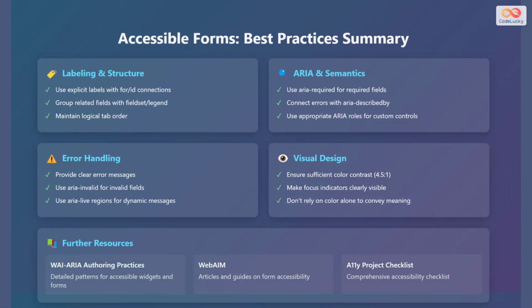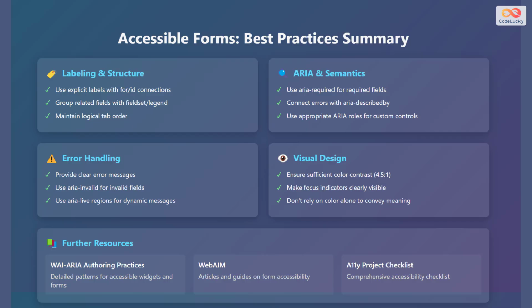Let's recap the best practices for accessible forms. For labeling and structure, use explicit labels with for and ID connections. Group related fields with fieldset and legend, and maintain a logical tab order. For ARIA and semantics, use ARIA required for required fields. Connect errors with ARIA describedby, and use appropriate ARIA roles for custom controls.